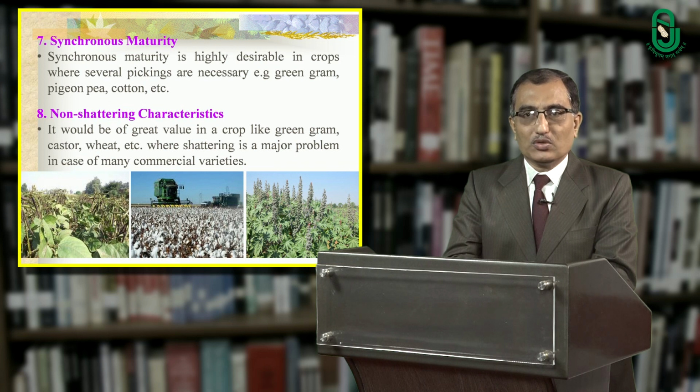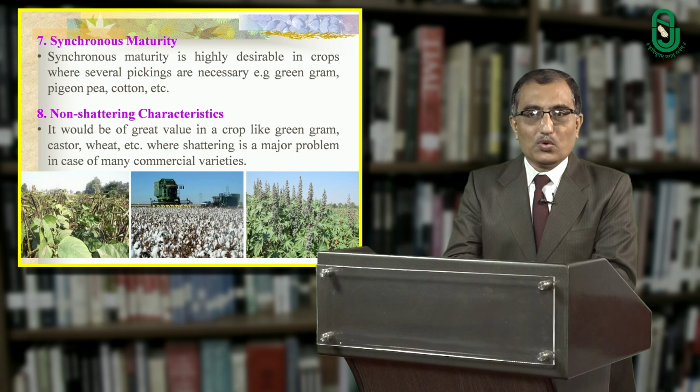Then synchronized maturity is also a desirable objective in many crop plants, where several pickings can be converted into one picking, for example in green gram, pigeon pea and cotton, and that will lead to mechanized cultivation also.